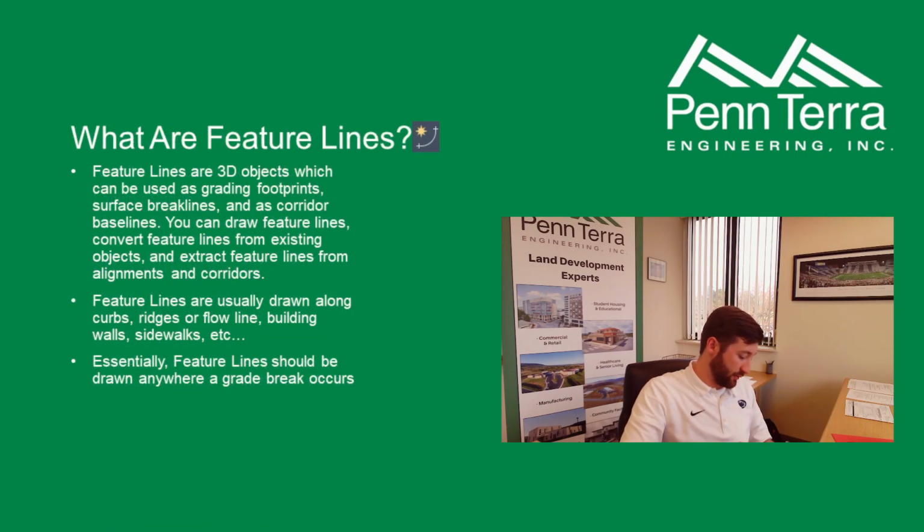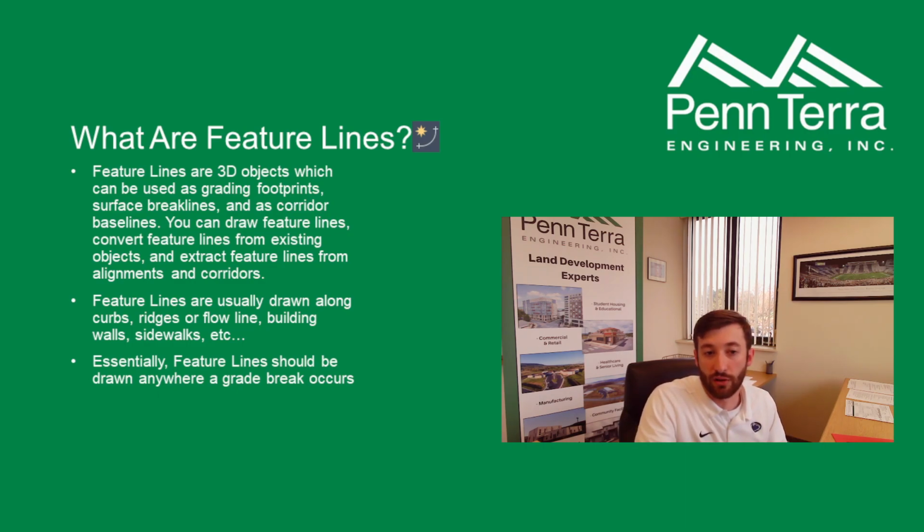and talk for a few minutes about feature lines. So Autodesk says that feature lines are 3D objects which can be used as grading footprints, surface break lines, and as corridor baselines. You can draw feature lines, convert feature lines from existing objects, and extract feature lines from alignments and corridors.